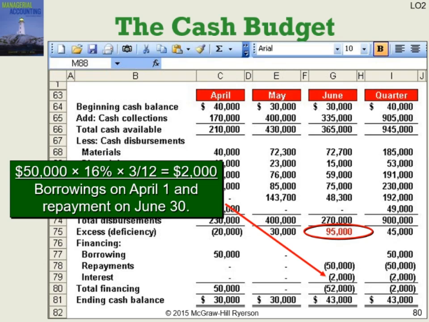We can also see the quarterly result starts with the opening balance from April and ends with the closing balance at the end of June. And so all of the total cash collections and total costs are listed there. And so we end up with a position of $43,000.